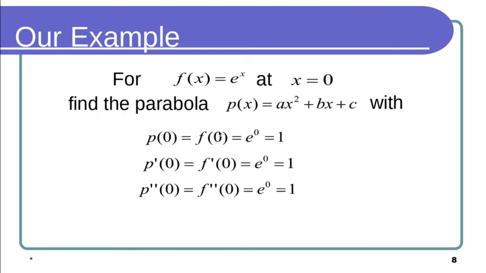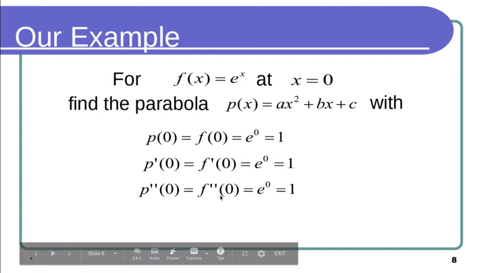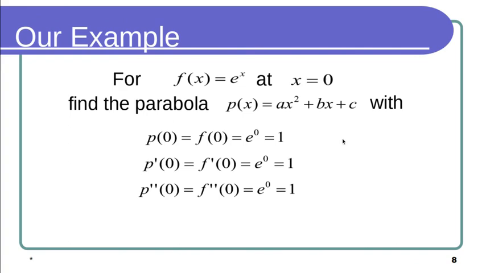The function, e to the 0 equals 1. The first derivative, e to the x at 0 equals 1. And the second derivative, the first derivative here is e to the x, so e to the 0 equals 1. So we'd want our quadratic to have all those same qualities, and we would end up getting this quadratic. You don't have to go through the process of finding it. I'm going to give you the formula for the Taylor polynomials.